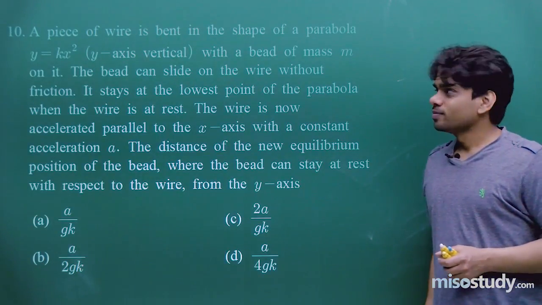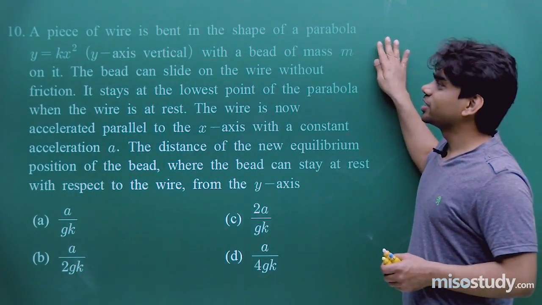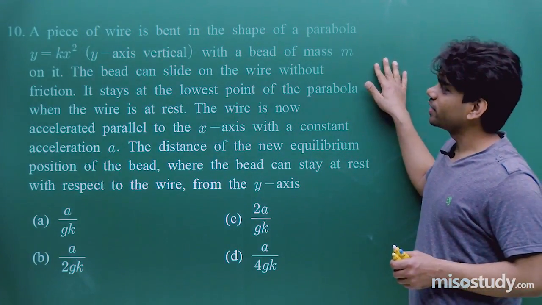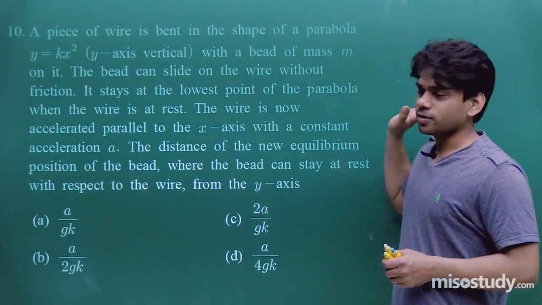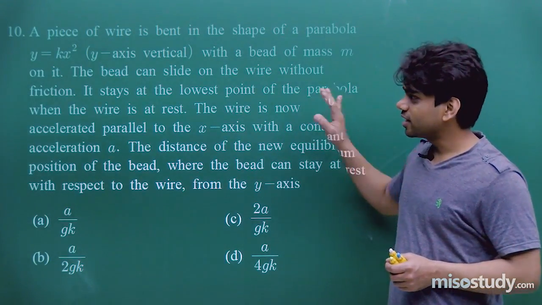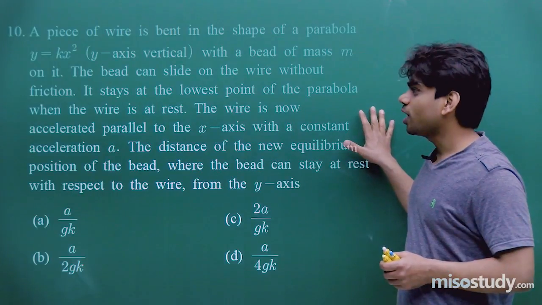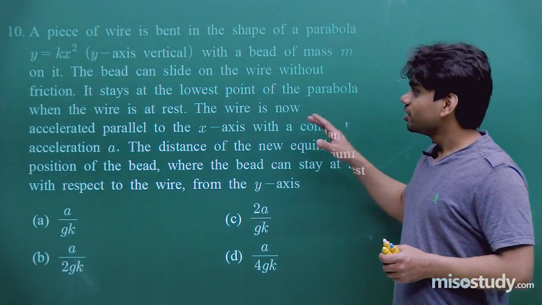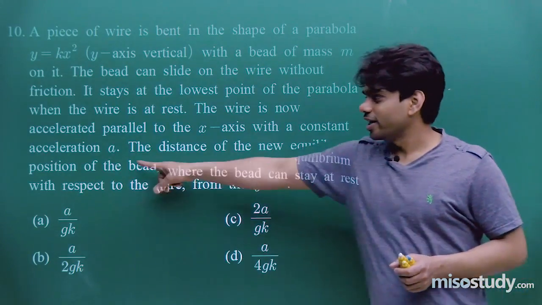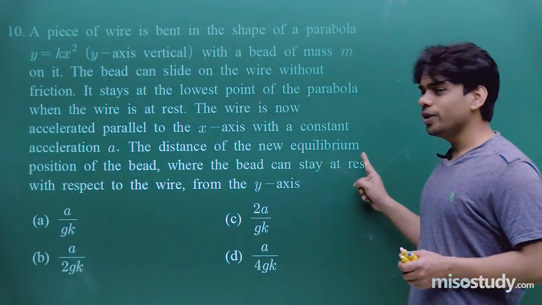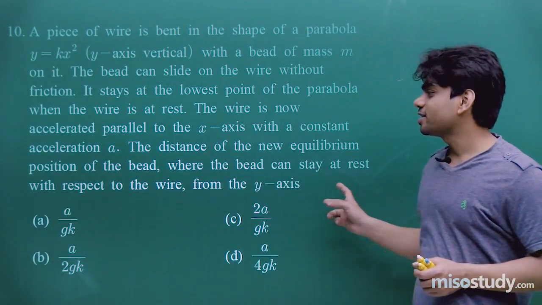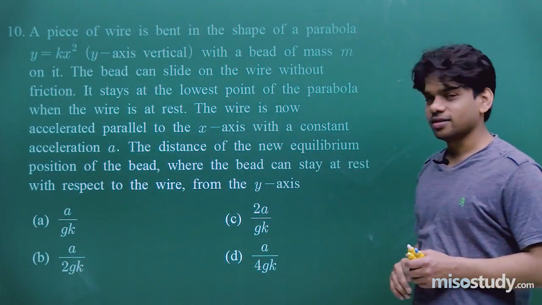10th question. A piece of wire is bent in the shape of a parabola, y equals kx square, y-axis vertical, with a bead of mass m on it. The bead can slide on the wire without friction. It stays at the lowest point of the parabola when the wire is at rest. The wire is now accelerated parallel to the x-axis with a constant acceleration a. The distance of the new equilibrium position of the bead, where the bead can stay at rest with respect to the wire, from the y-axis.